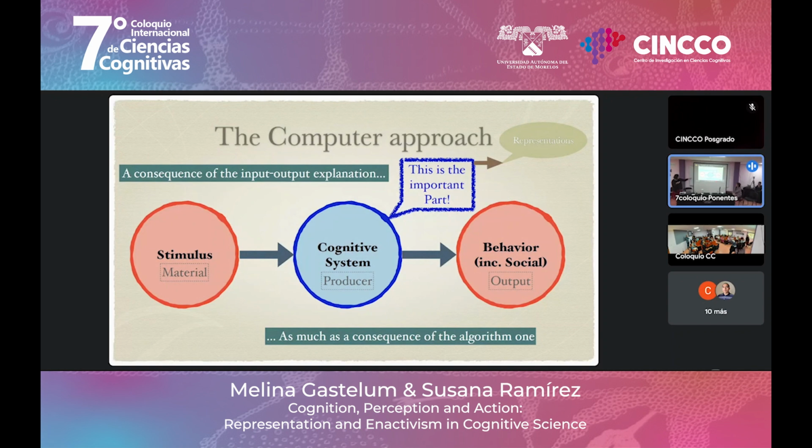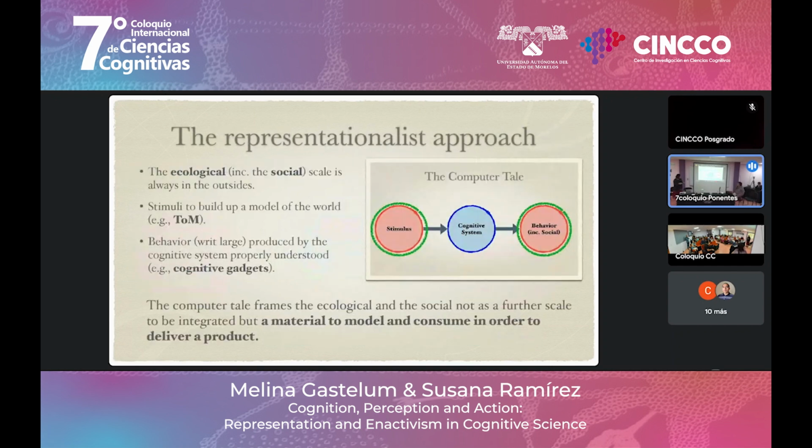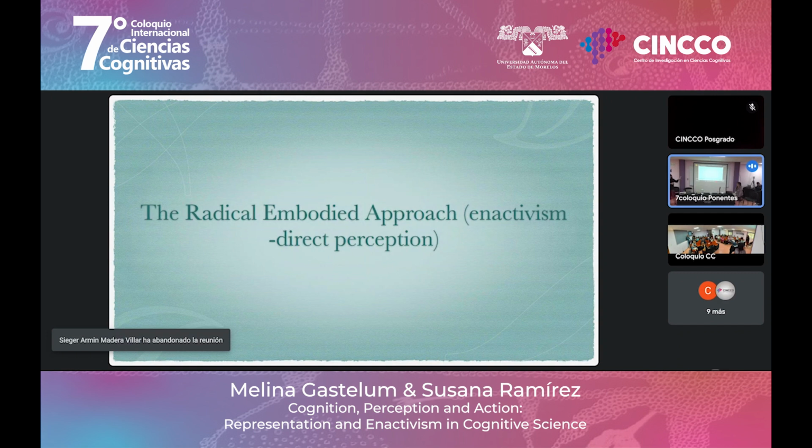You can say there are algorithms or representations, but something happens inside, right? So in this approach, the states of the system have three parts, and the ecological scale is always outside of the system. What happens is in the individual, in the cognitive system. The stimuli are used to build up a model of the world, and the behavior is produced by the cognitive system properly understood. The cognitive system is the circle inside. So these computational approaches frame the ecological and the social not as a further scale to be integrated, but as a material to model and consume in order to deliver a product. Of course it's causal, but it's only giving information to deliver that product. So we don't agree at all with all of that.